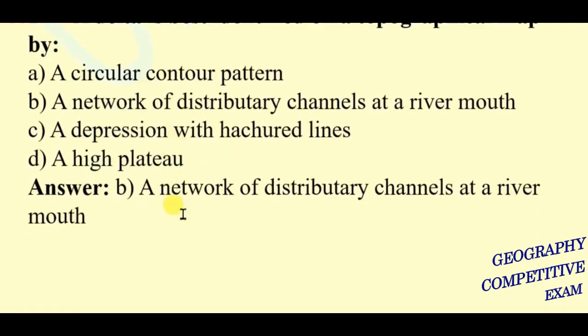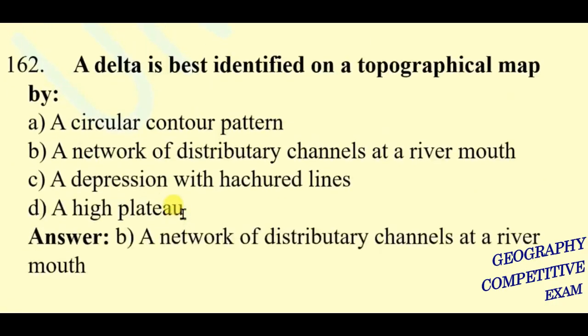Question 162. A delta is best identified on a topographical map by a circular contour pattern, a network of distributary channels at a river mouth, a depression with hatchet lines, a high plateau. The right answer will be a network of distributary channels at a river mouth.